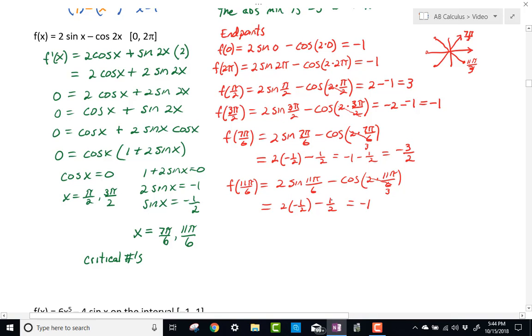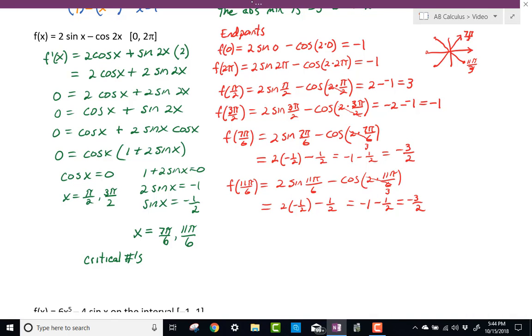Alright, so yeah, this is minus 1/2 here. My answer key was wrong again, so good thing I was paying attention to this. So this is -1 minus 1/2, which turns out to be -3/2. Alright, so here we go again.